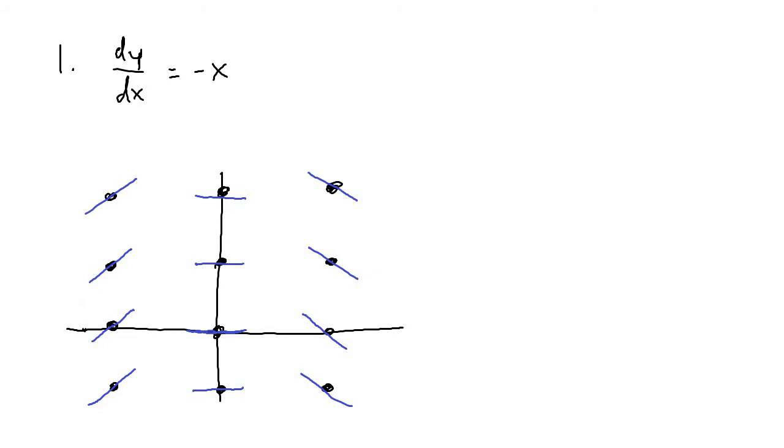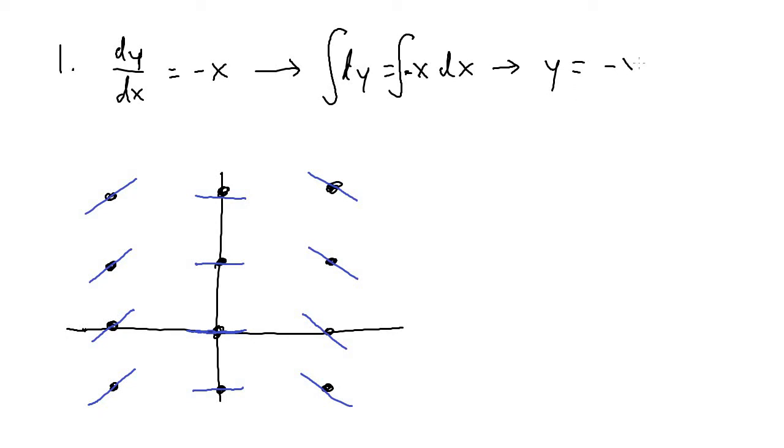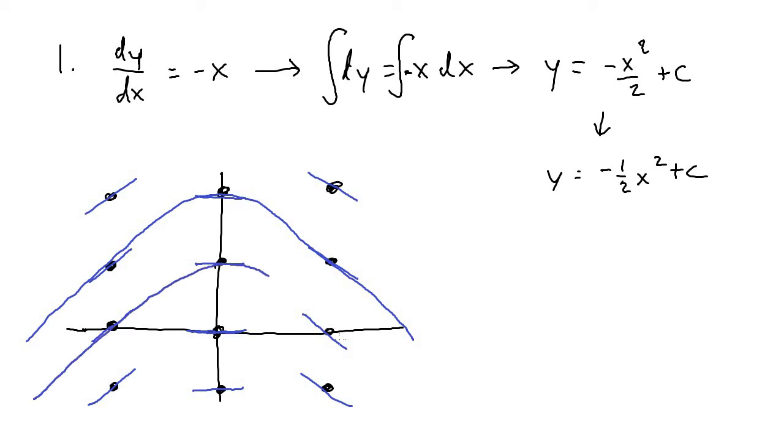What you can visualize from slope fields is the graph of the antiderivative, or the integral function. If I were to separate these variables and integrate both sides, we get dy equals negative x dx. The integral of dy is just y, so we get y equals the integral of negative x, which is negative x squared over 2 plus c. I can rewrite that as y equals negative 1/2 x squared plus c. Notice when I trace these lines, it looks like the graph of negative 1/2 x squared, just at different c values. At c equals 0, this is what the graph will look like. At c equals 1, and at c equals 2.